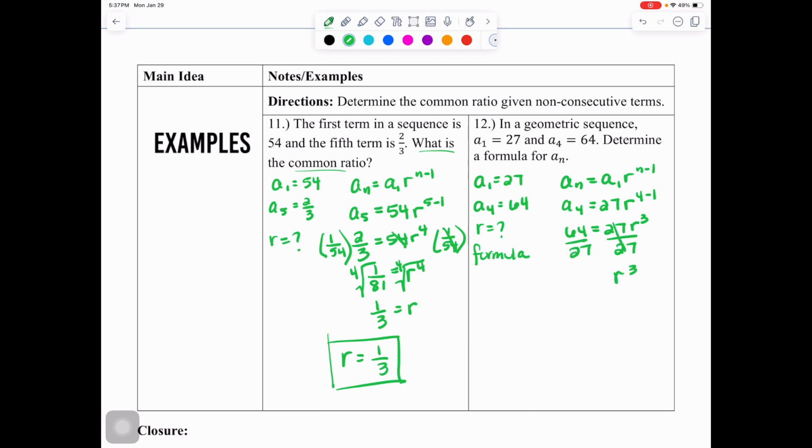So I get r cubed. 64 over 27, I'm going to leave since I know I'm going to be taking the cube root eventually. So I'm going to leave that, and then to undo cubing something, I need to take the cube root. And I'll again remind you of how to do that on your calculator. We are going to find the cube root this time.